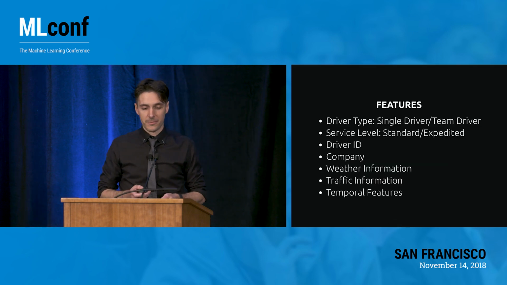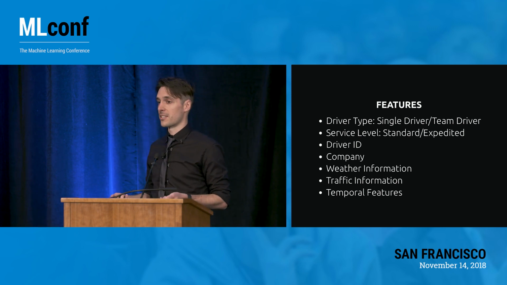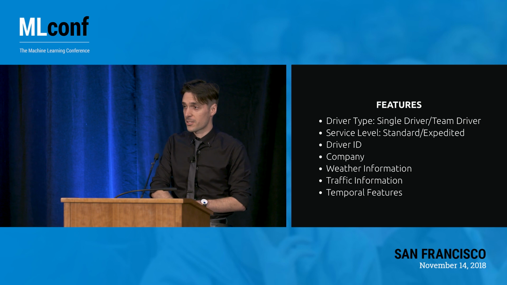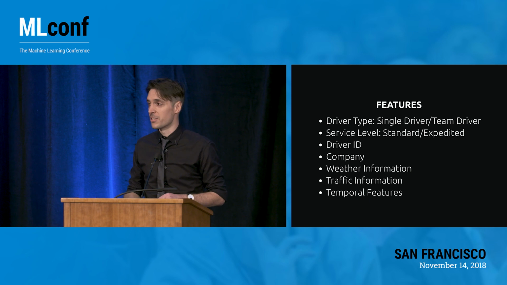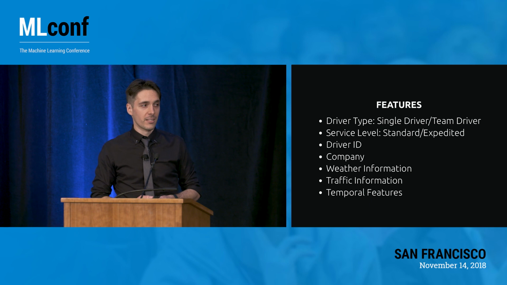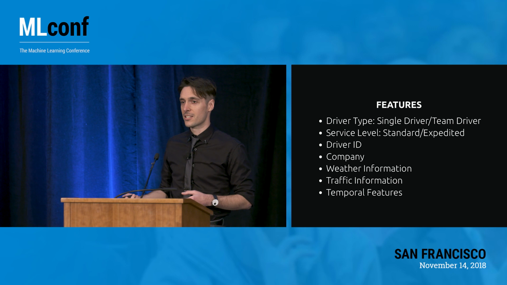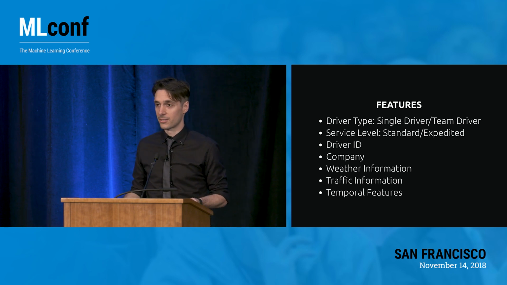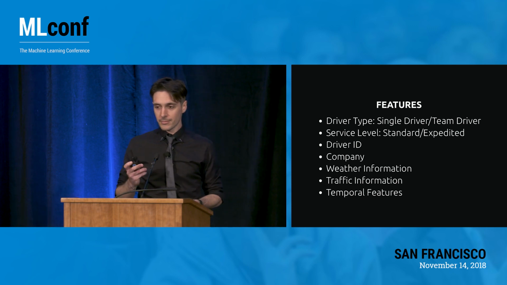These are the kind of features that one might be able to use to explain the variability in the transit times. For instance, there are team drivers, which basically means they tag team. One drives while the other rests. There are different services that we can pay for. Some are more expedited than others. We have information about the driver and the company that they work for, and there are other things that we can engineer, like weather information, traffic information, and temporal features, such as where we are relative to the current quarter, which we can use to hopefully explain some of the variability that we see in the data.